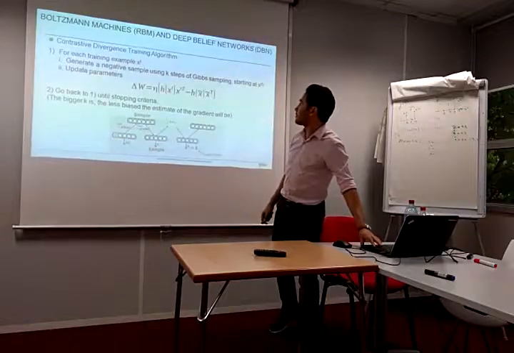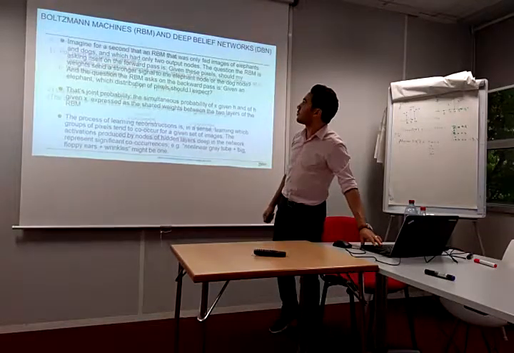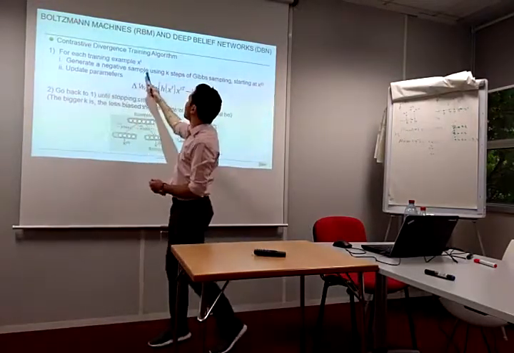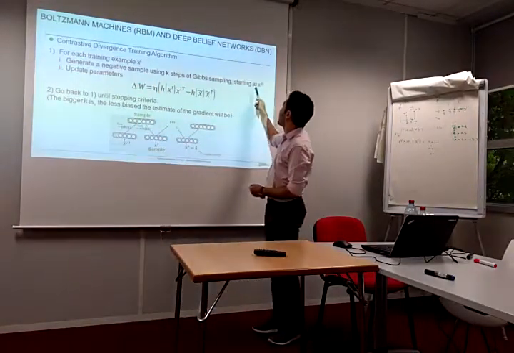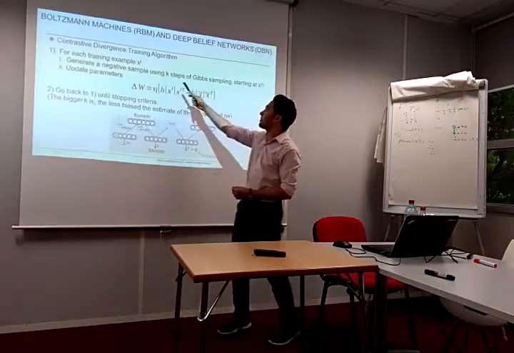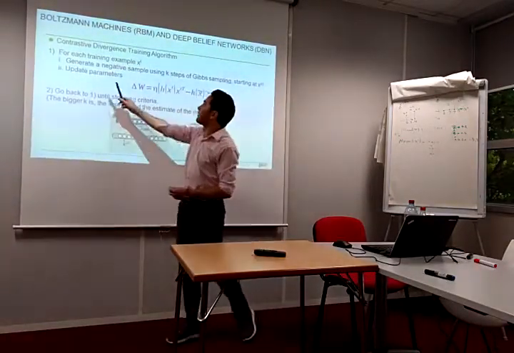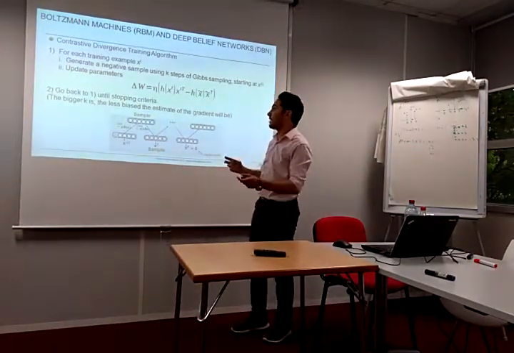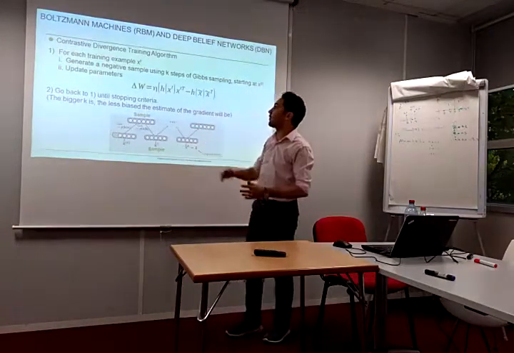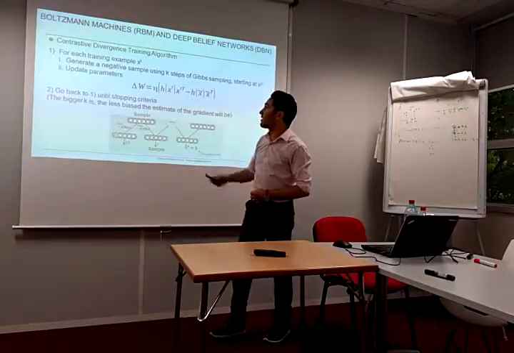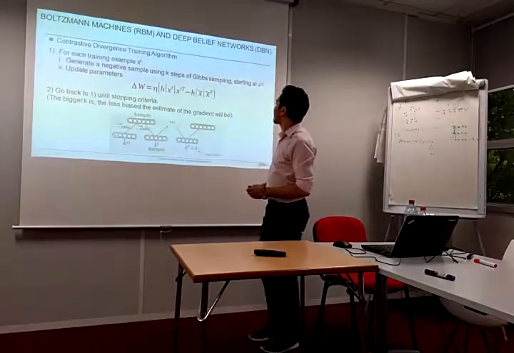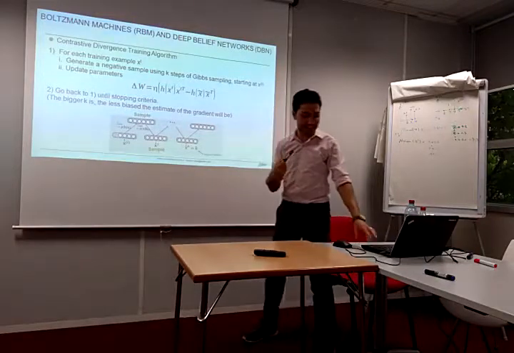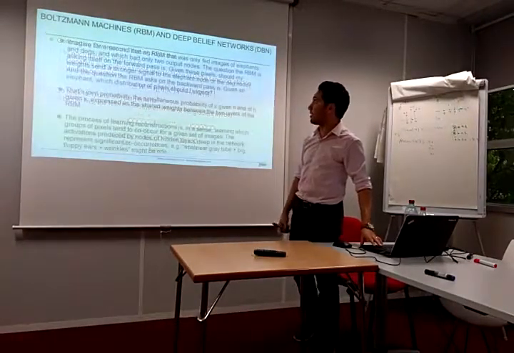Okay, very good. So to conclude, for each training sample xt, we generate a negative sample using k steps of depth sampling starting at xk. K steps can be only one step. And we update the parameters as follows. We have a positive step and a negative step. And if the network is able to generate the same image, we stop training. The bigger k, the less fast the estimate of the gradient will be. For sure, you should wait for long k, but practically it doesn't affect the performance so much.